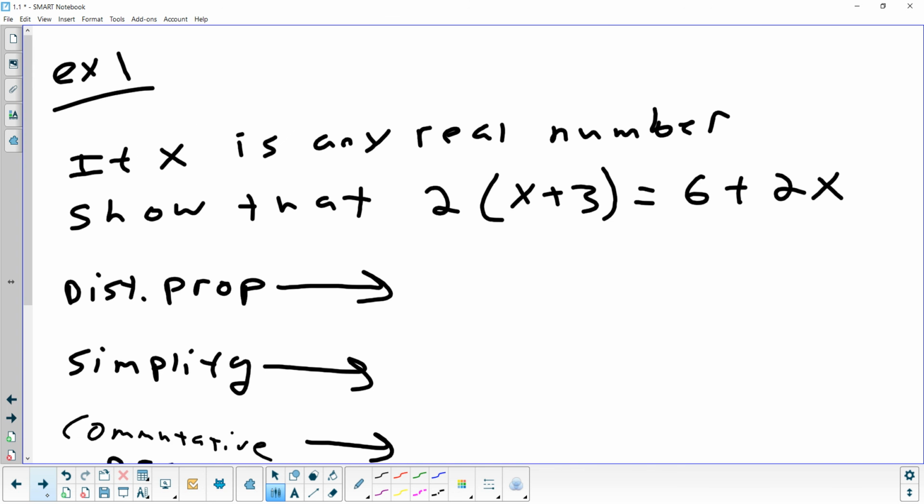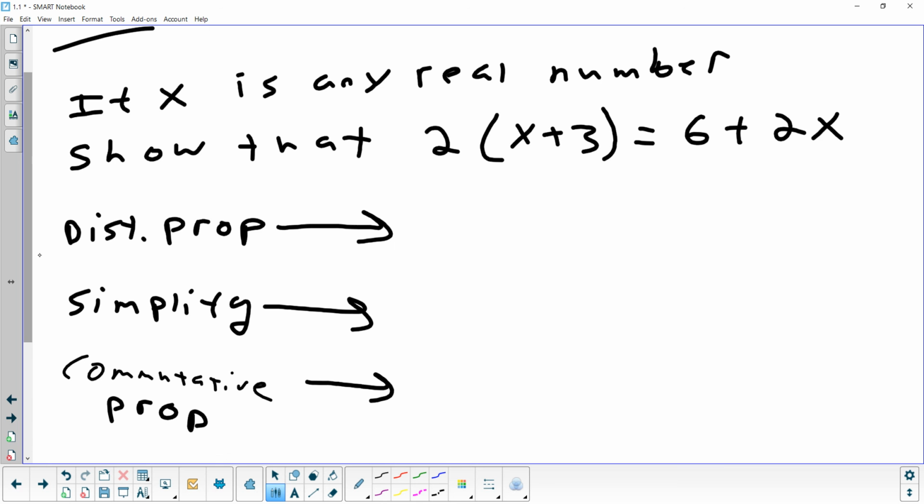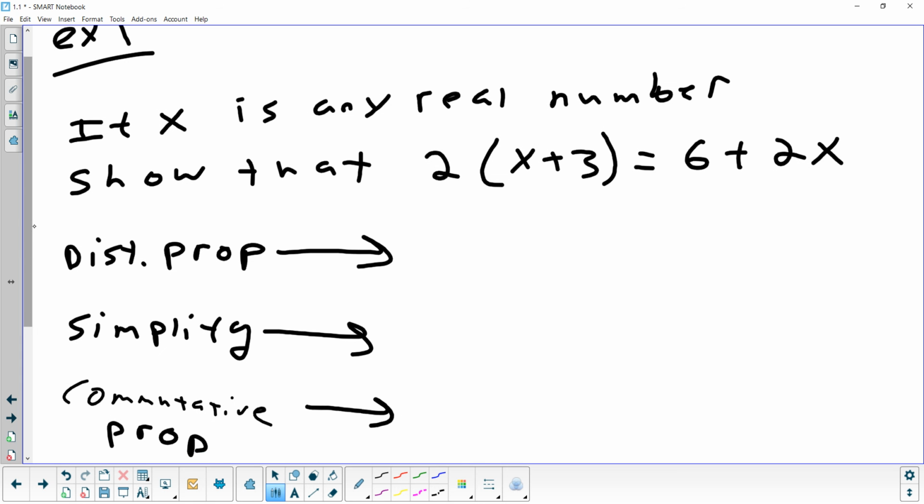Let's try an example. In this example, I've given you an equation, and I want you to prove to me that what's on the left is the same as what's on the right. To prove that they're the same, they should look the same. Right now they don't look the same. I got a 2, and I got parentheses, and I got a 3. I don't even have a 3 on the other side. So we want to show that they're the same. What I'm doing is giving you the names of properties that I want you to use. All you have to do is write down the step for the property.